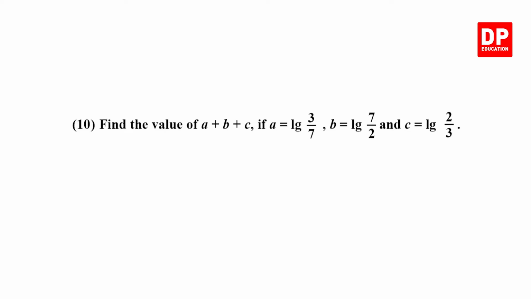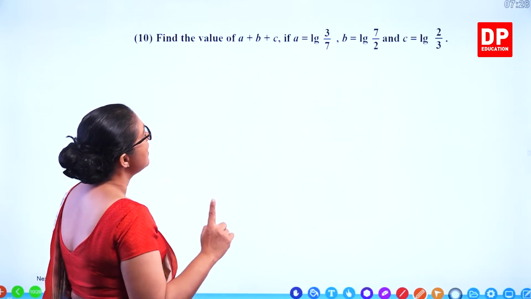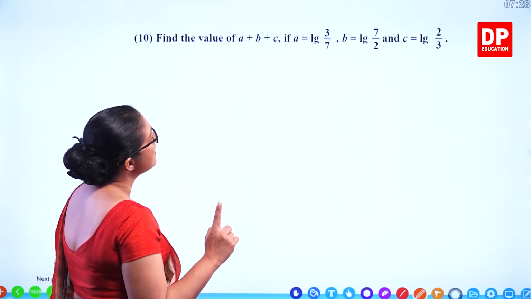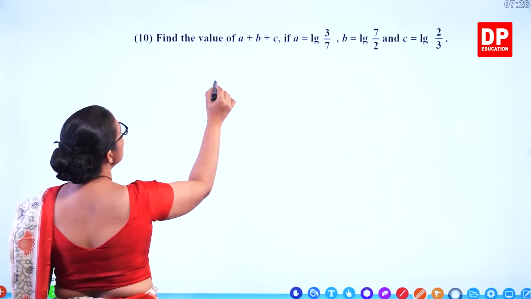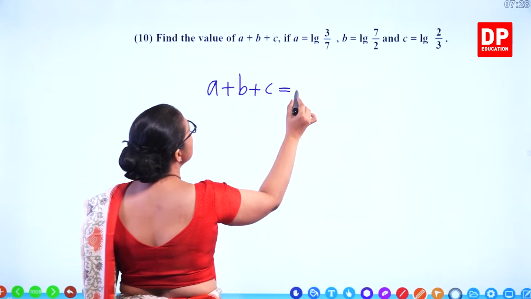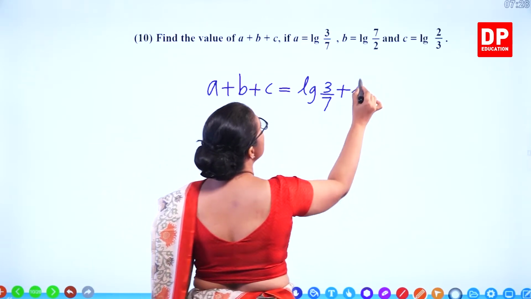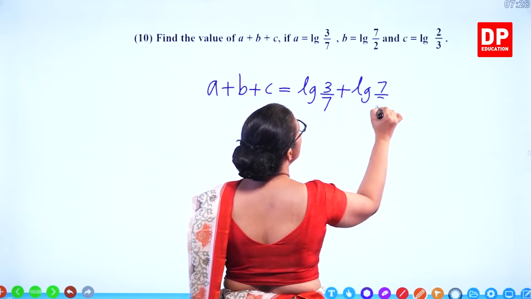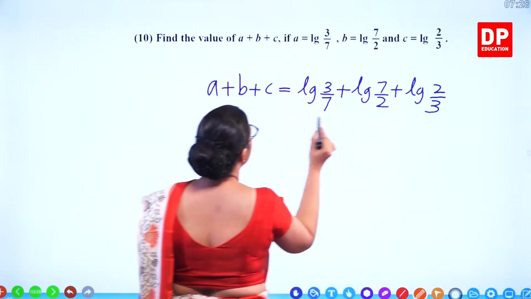Question number 10. Find the value of a plus b plus c if a equals lg 3 over 7, b is lg 7 over 2 and c is lg 2 over 3. So we'll find out a plus b plus c. Plug in the values: lg 3 over 7 plus lg 7 over 2 plus lg 2 over 3.